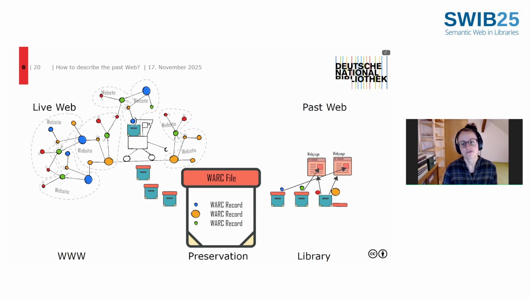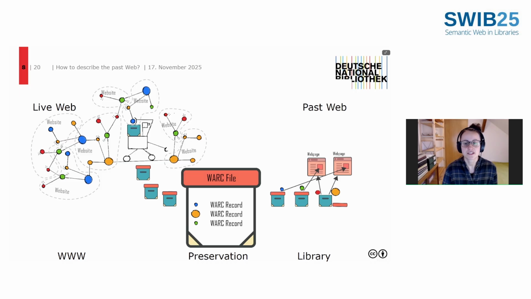And the workflow of web archiving can be simplified as follows. The process begins with crawling the web. Our crawler starts with a list of websites known as seed URLs. It goes through the websites, follows the links, and discovers other websites. This process is called crawling.